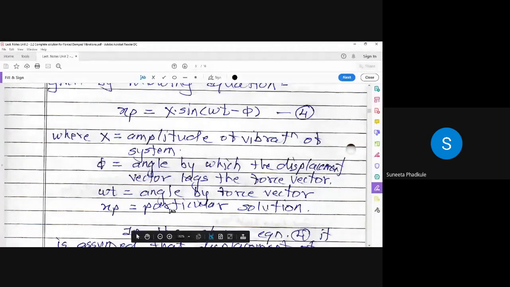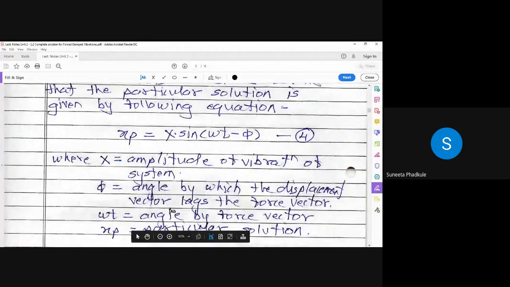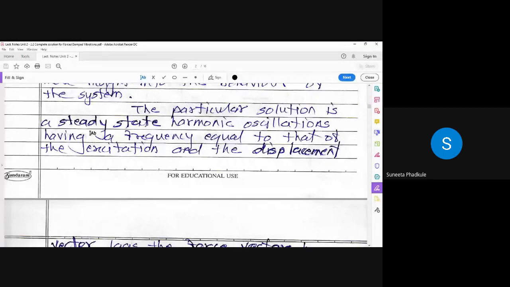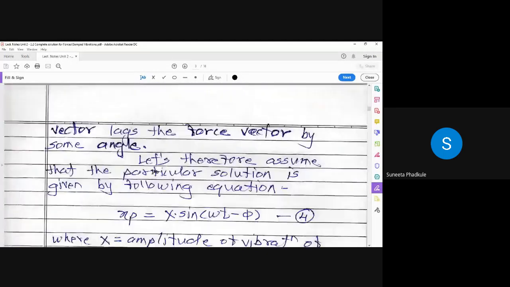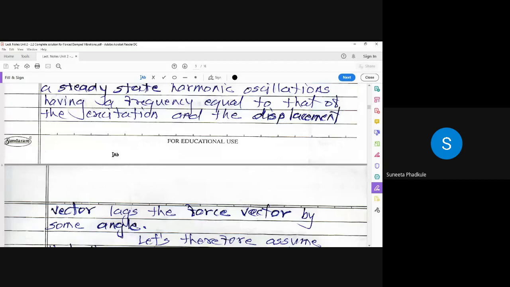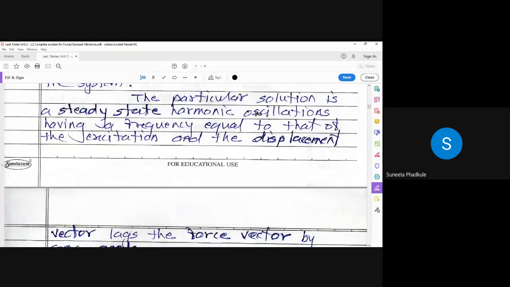Now I will read this again. In words, listen: the particular solution is a steady state harmonic oscillation. That means this is nothing but the oscillation, the displacement, nothing else. But what is the speciality of this oscillation? It is steady state, that means its magnitude is constant. Understood? Steady state means its magnitude is constant.